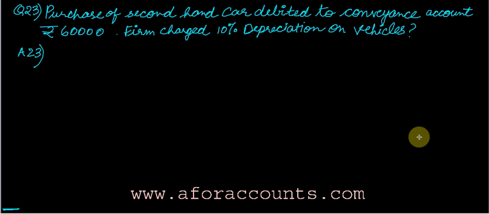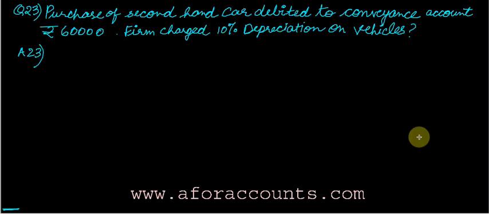Next question. Purchase of a second-hand car was debited to the conveyance account, 60,000. The firm charges 10% depreciation on vehicles. So in one question we have two questions now. First is what car was purchased. I have put it in the conveyance account. This is the first mistake. And then when I have not entered the car in my books, definitely I have not provided for the depreciation. I need to do it now.